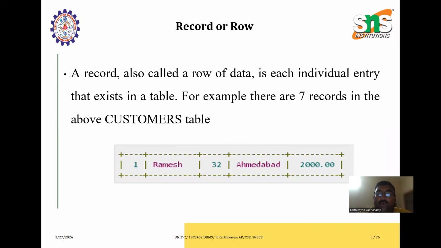So record or row. A row means based on your ID number, name, age, city, and salary. A record is also called a row of data. Each individual entry exists in a table. For example, there are 7 records in the above customer table. So this is one particular customer ID based on one row.